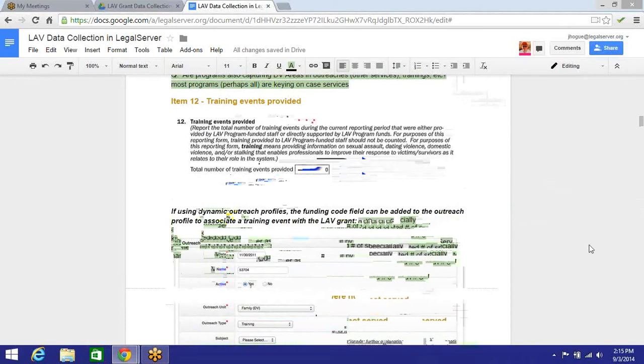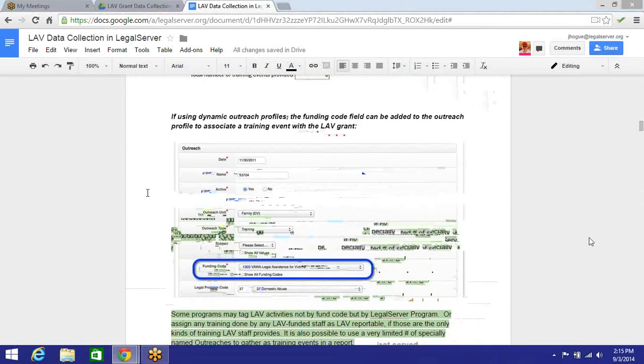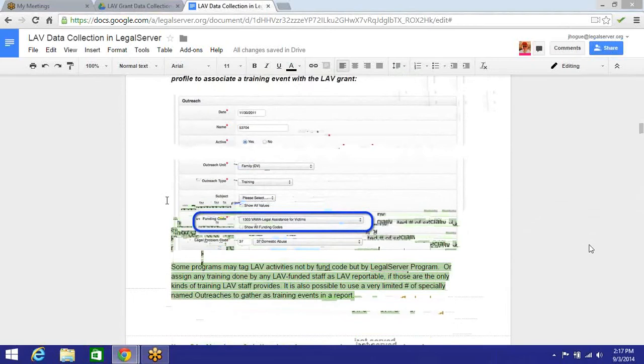This is Tracy with Montana Legal Services. Hi, Tracy. I use the outreach form in LegalServer. I've tweaked it so that if somebody selects the DV funding code, it actually pops up an additional page to capture the outreach information, but I do use LegalServer to capture it.